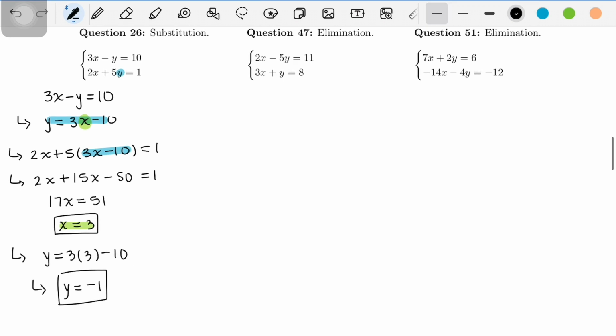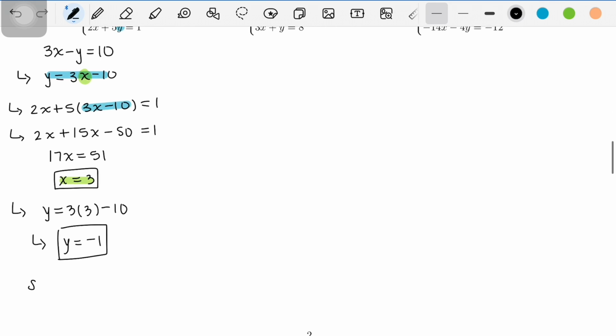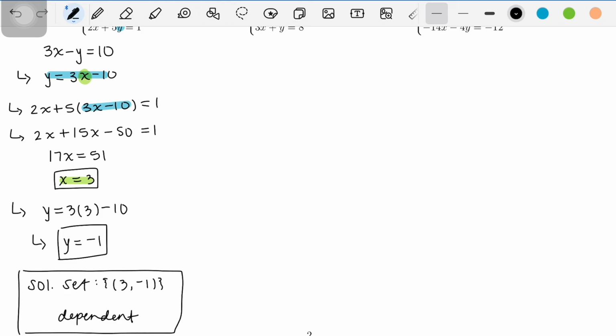So what we get here, our solution set, is going to be written this way with our curly braces because we're talking about a set. It's going to be 3 comma negative 1 here. And in this case, this system of equations is going to be dependent. So we found a solution here.